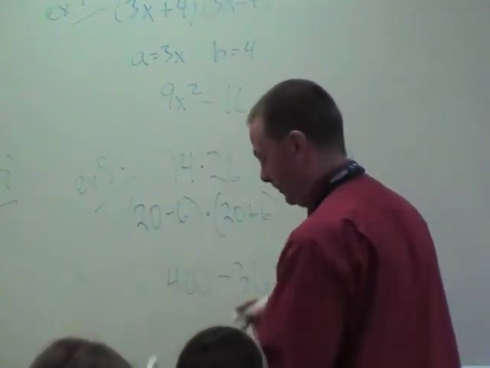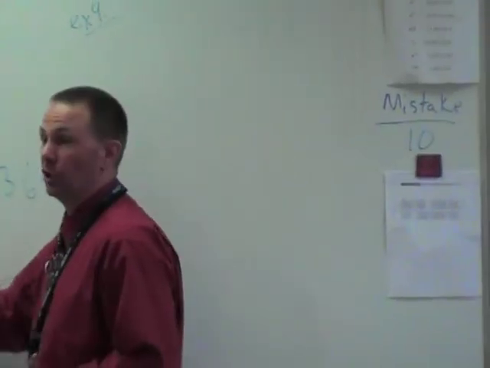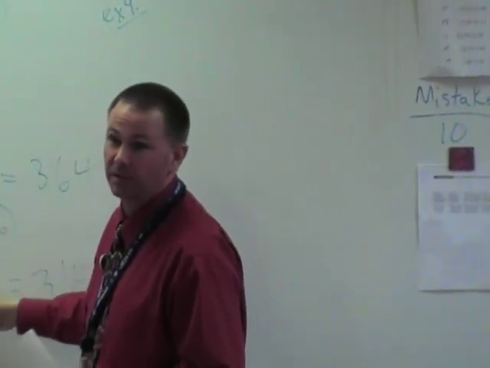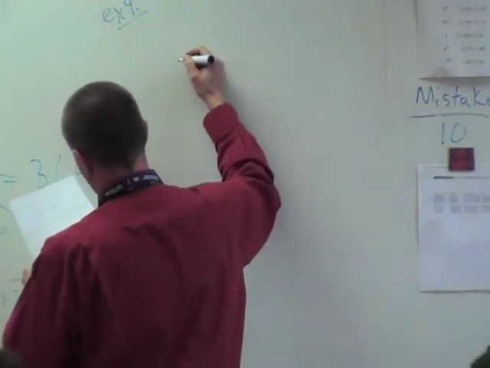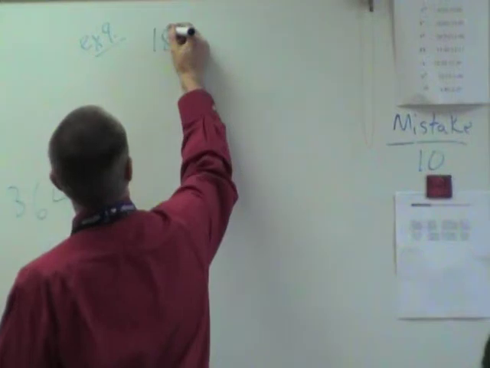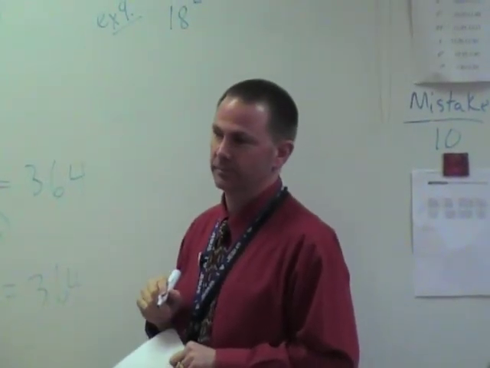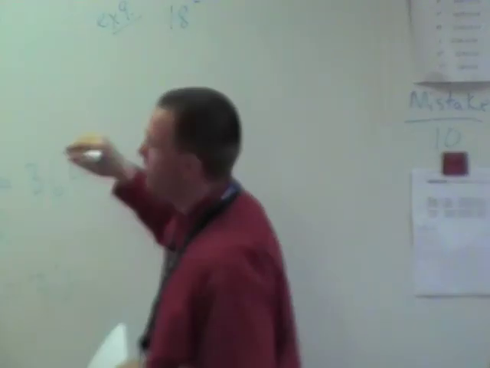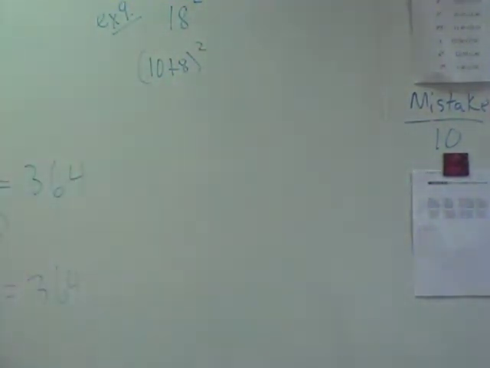Here's another one. Ready? Last one. Example 9. You have to show me all of this on purpose. You have to show it. 18 squared. Now you could do one of two ways. You could say 10 plus 8 squared, which is which formula? The first one. Or you could do what?